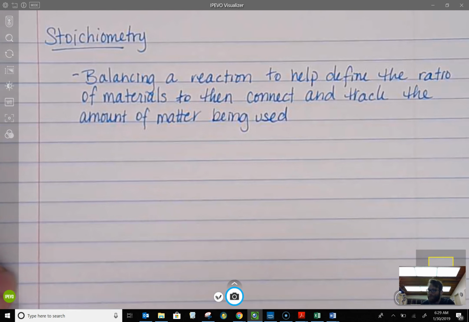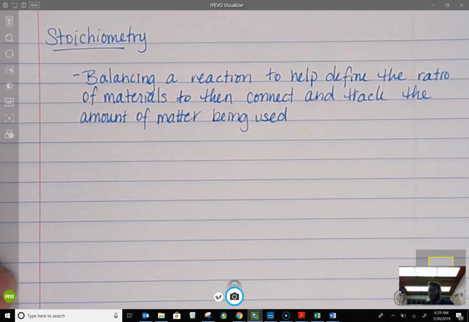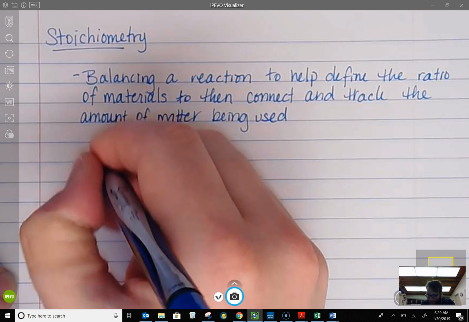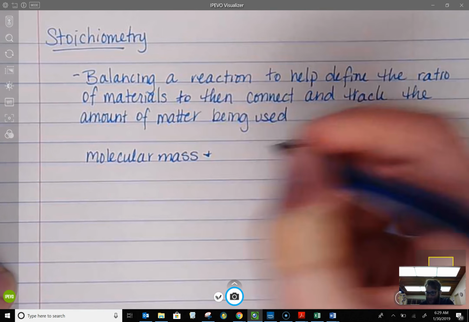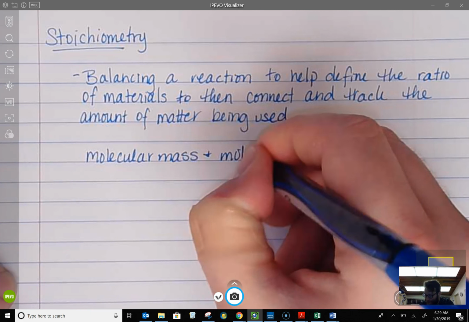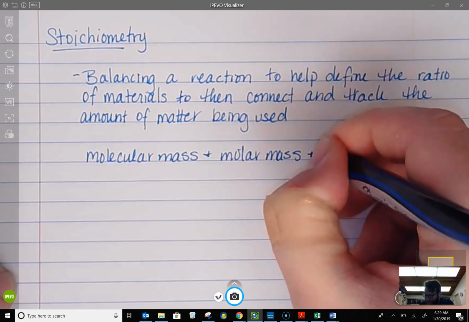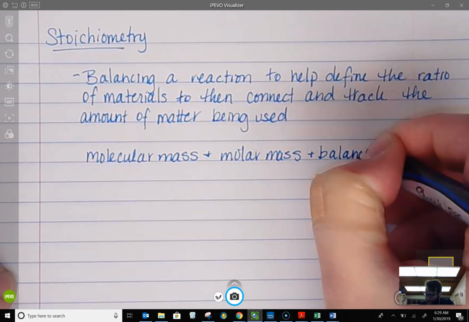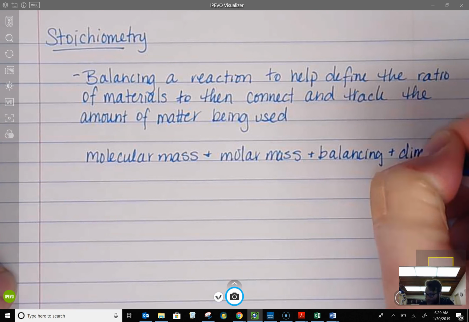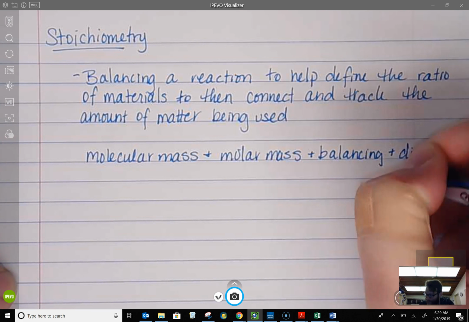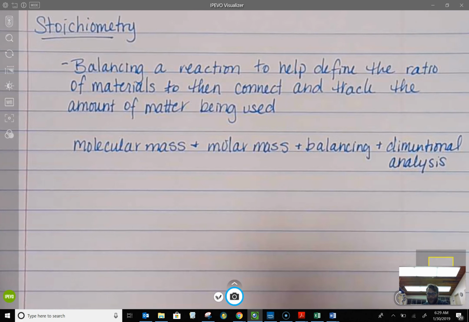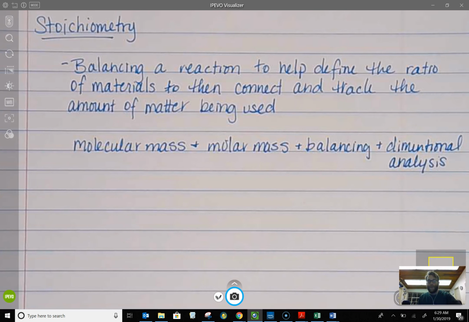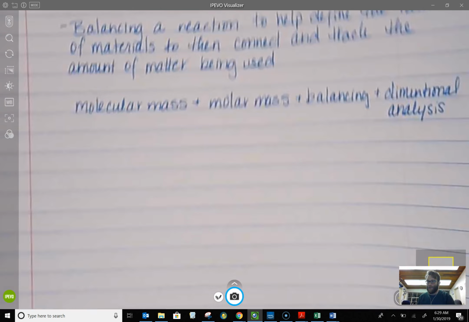Okay. So with stoichiometry, we're taking all of the skills that we've been practicing up through now. So finding molecular mass, plus us being able to find molar mass, plus balancing and dimensional analysis. All of those different skills are going to come together in this culminating thing where we're going to be balancing chemical reactions to help us find and figure out how much mass we might need or predict how much product we might get in a particular chemical reaction.